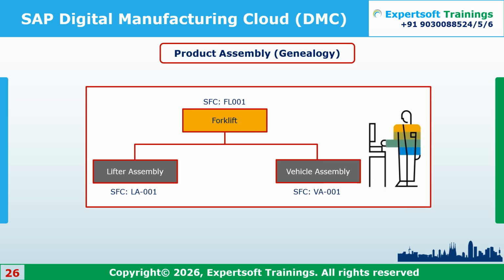Okay, so this is the product assembly genealogy. As I mentioned, these are the SFCs. We have one SFC for the lifter assembly, and a different SFC for the vehicle assembly. Once this is done, it can be interlinked with the SFC for the forklift.